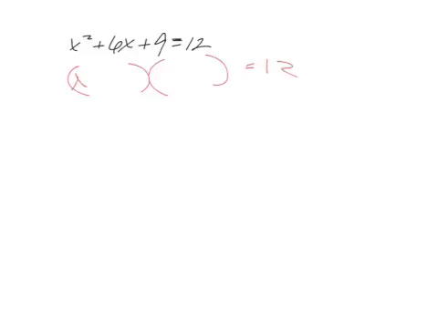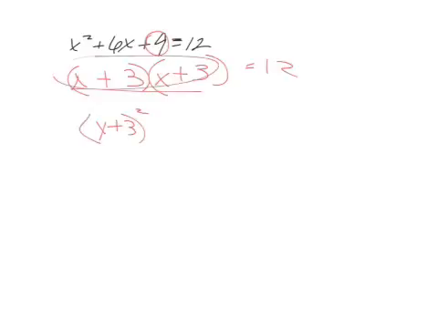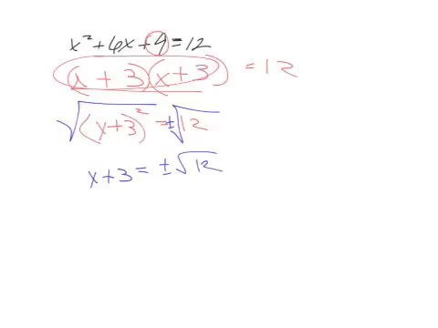So x and x, two numbers multiplied together give me 9, added give me 6. Alright, then I can write this as (x plus 3) quantity squared, since there's two of them, equals 12. Then I can take the square root of both sides, and that becomes plus or minus. Don't forget to do that. And we have x plus 3 equals plus or minus the square root of 12.